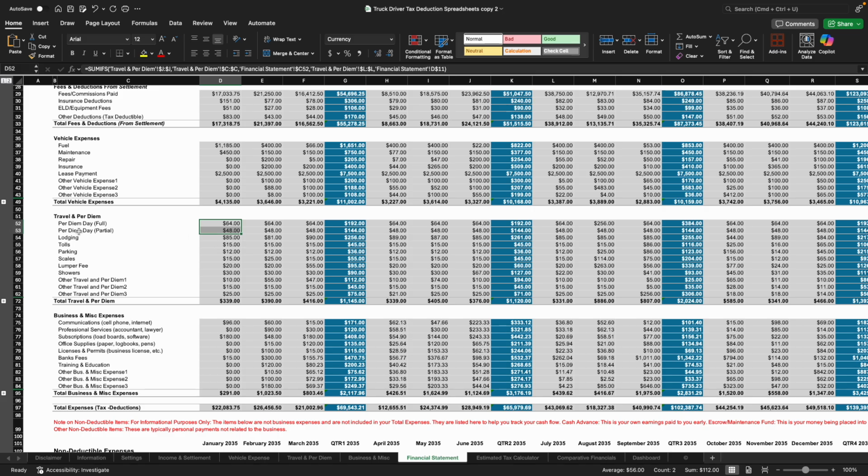As you can see here, per diem for a full day, we got $64. That is 80 times 80%, which is the allowable deductible percentage that the IRS allows. And then the other one, same thing: partial is $60, but they only allow 80% of it. That's why you only get 48. So that's why the statement's pulling those over.